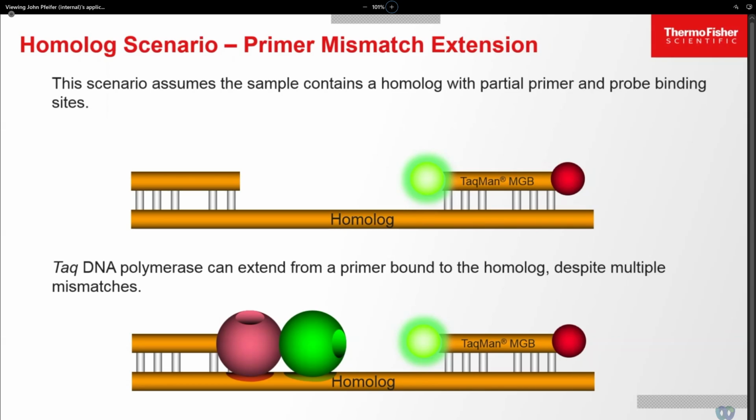So what I'm representing here is a phenomenon that was published many years ago called primer mismatch extension. And it explains why it is that even though the researcher didn't want to amplify the homolog, it happened anyway. If you think about it, it actually makes perfect sense.